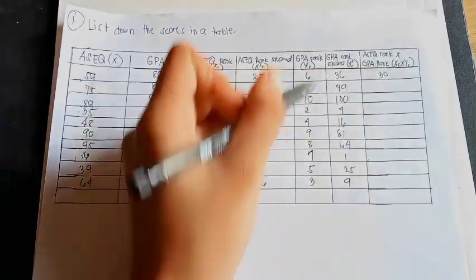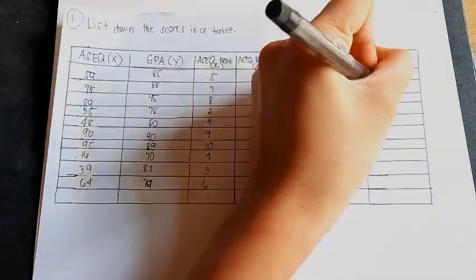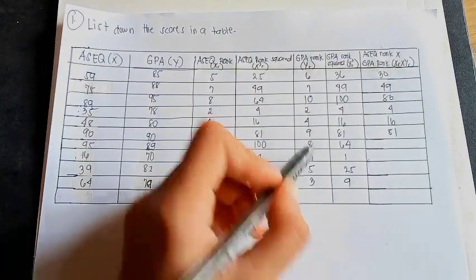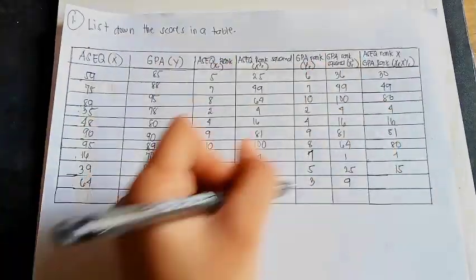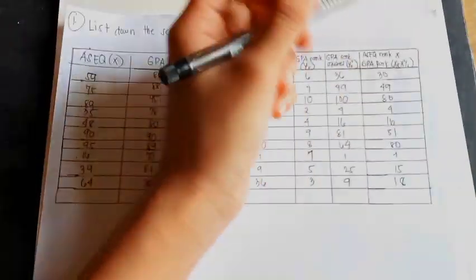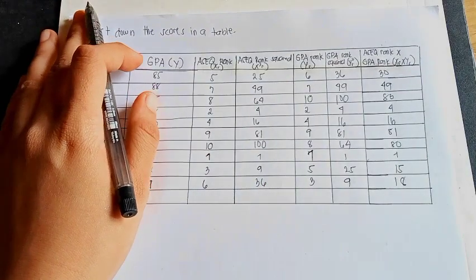7 times 7 should be 49. 8 times 10, 80. 2 times 2, 4. 4 times 4, 16. 9 times 9, 81. Next, 10 times 8, 80. 1 times 1, 1. And 5 times 3 is 15. 6 times 3 is 18. So that is how you do it.